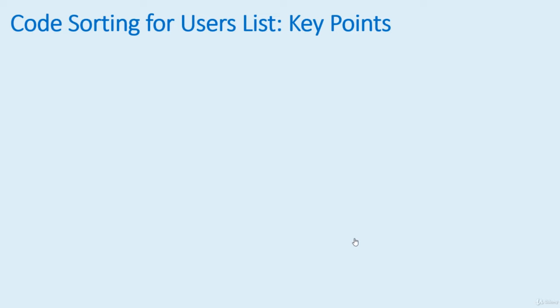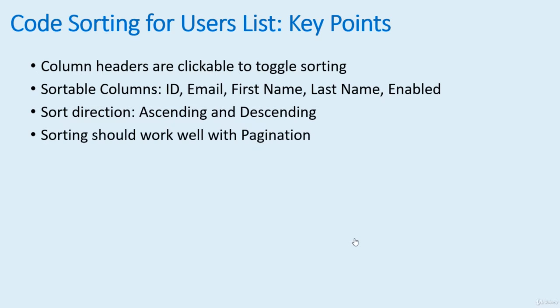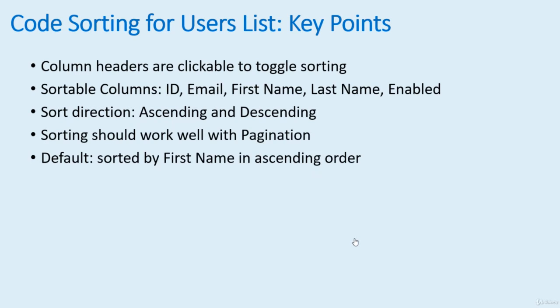And here are some key points which we need to follow. The column headers are clickable to toggle sorting. The sortable columns are ID, email, first name, last name, and enabled. And the sort direction, ascending and descending. And sorting should work well with pagination. And by default, the user list is sorted by first name in ascending order.